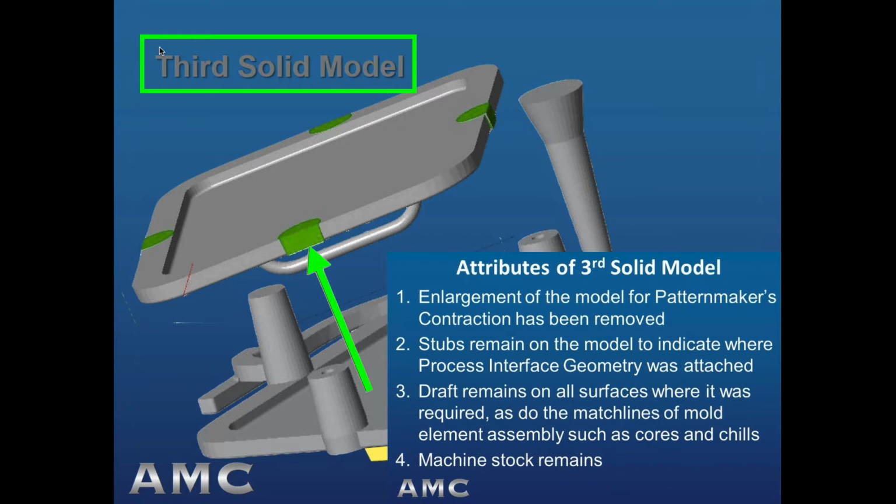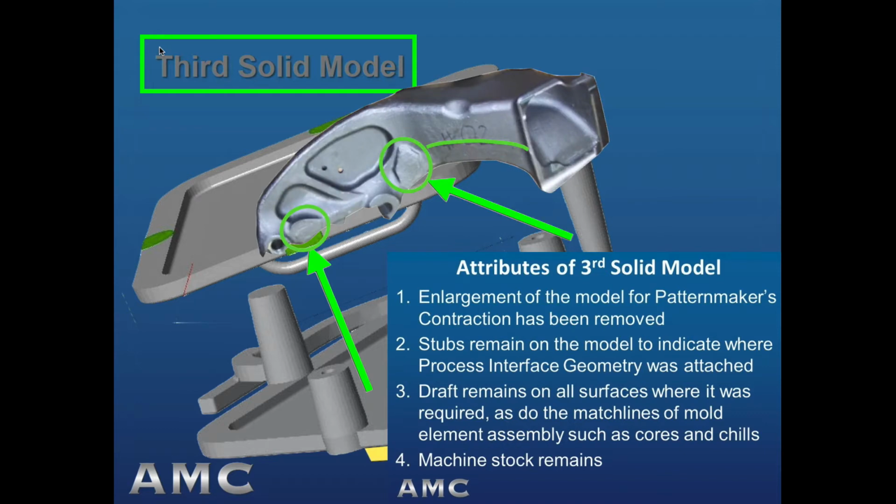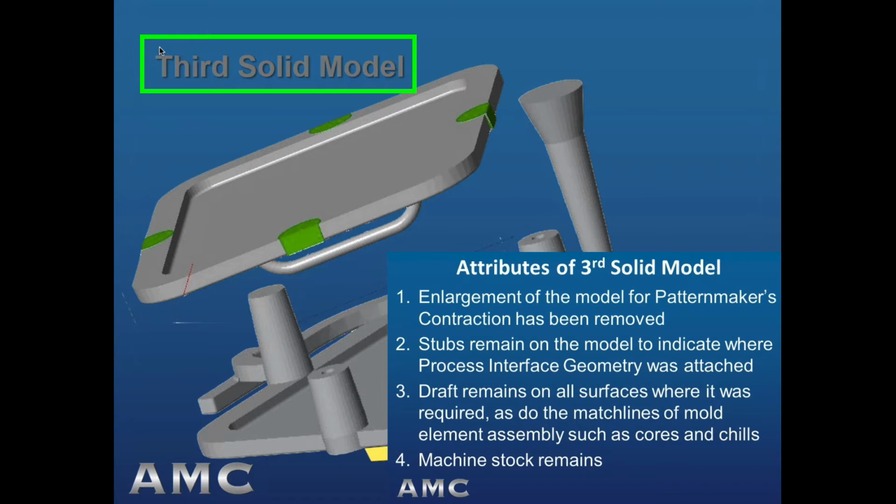In reality, they will be lightly ground to match the surrounding as-cast surface as closely as possible, and then media blasted to match the surface finish as closely as possible. But they will be wavy and unreliable to be touched by fixture targets. Third, draft remains, as do the match lines of mold parting, core partings, chill profiles, and vent contacts. And fourth, machine stock remains on as-cast surfaces to be later machined to final net shape.